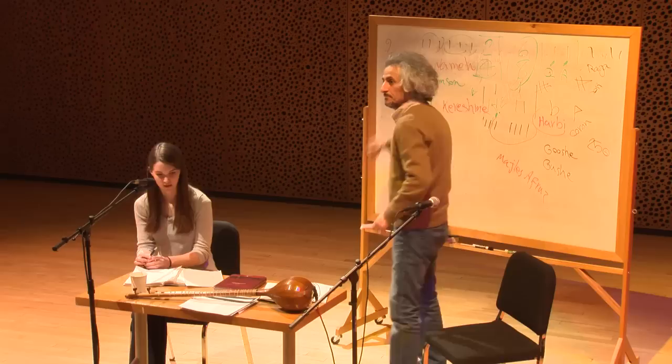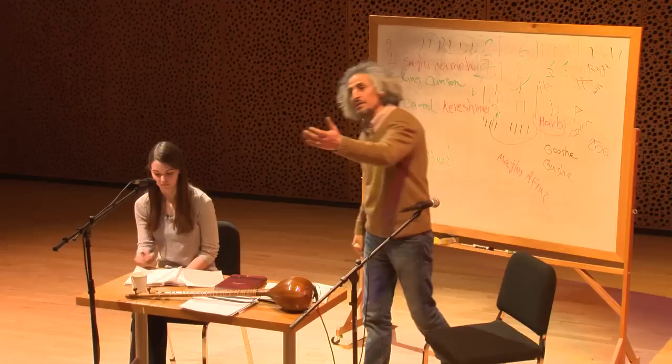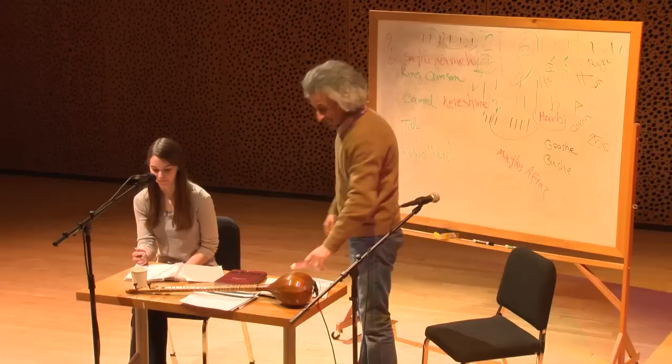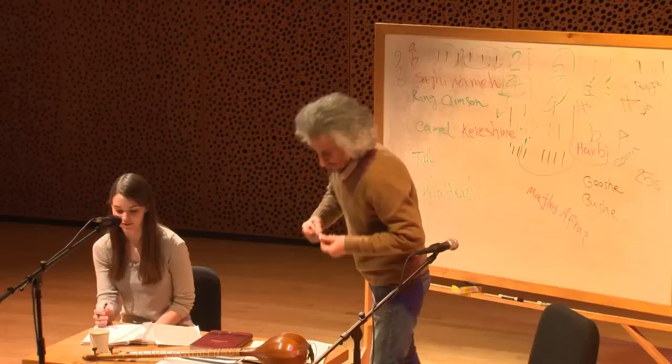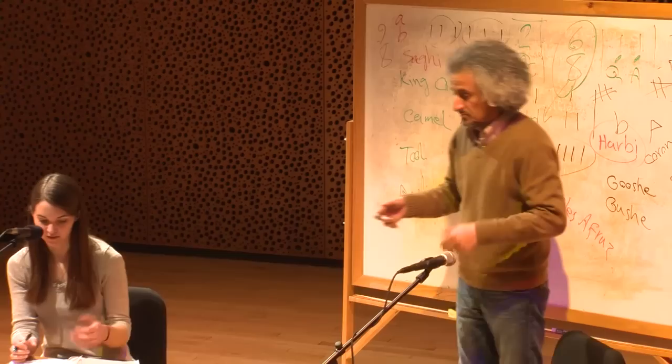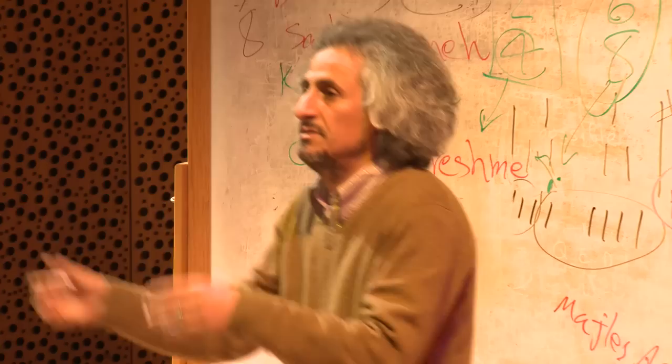For example, the کرشمه that I just finished singing, if we wanted to put it into Western theory, Western notation, again it's the 6-8. 1 2 3 1 2 3 1 2 3 1 2 3 1 2 3 1 2 3 1 2 3.